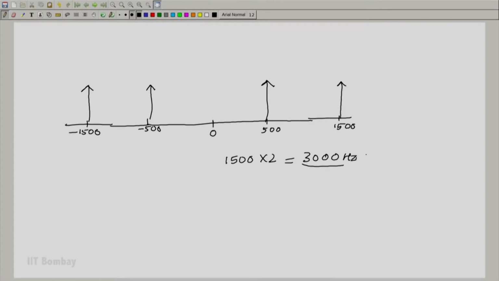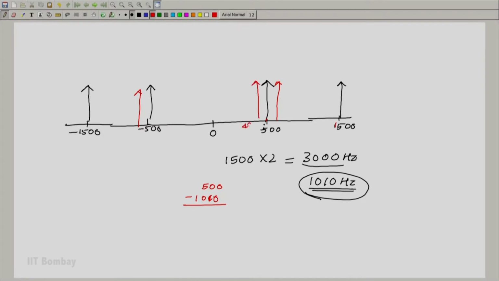But supposing we sample it at just 1010 hertz. Then we get carbon copies which are shifted by integral multiples of 1010 hertz. So each frequency is shifted by 1010 hertz. So 500 goes to 500 minus 1010 hertz, which is here, and this comes here. 1500 hertz manifests itself at 490.